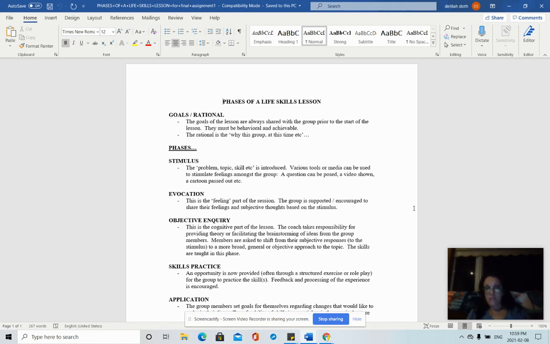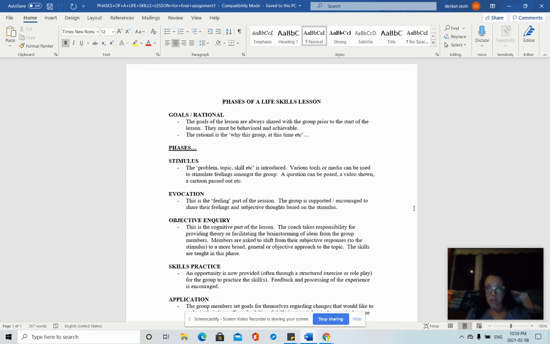The evocation is the feeling part of the session. So this is where the group gets to share their feelings in response to the stimulus activity. So that can be quite lengthy when you're actually running a real group. But yes, that's where there's just a chance to talk and share thinking in response to the stimulus activity.